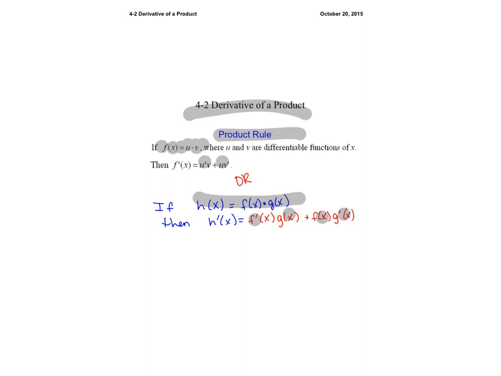Product rule is my favorite. It's the easiest one of them all. A little confused why I did the chain rule before the product rule, because that's kind of weird, but I digress.